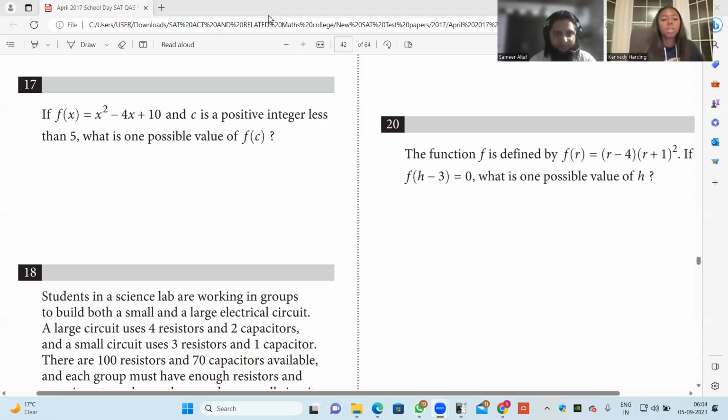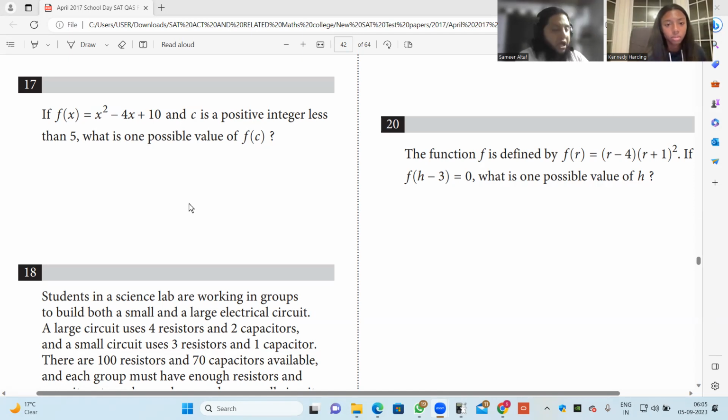x squared minus 4x plus 10, and c is a positive integer less than 5, what is one possible value of f of c? So it's a function, f of x equals this thing, and we have to calculate f of something.